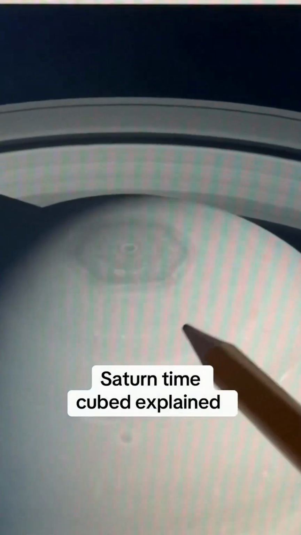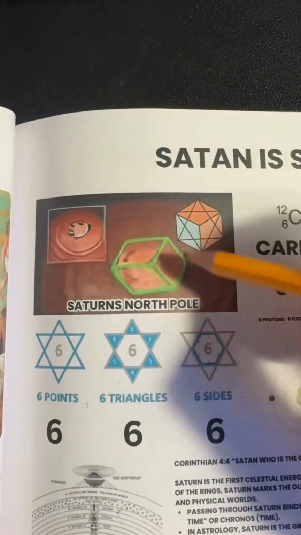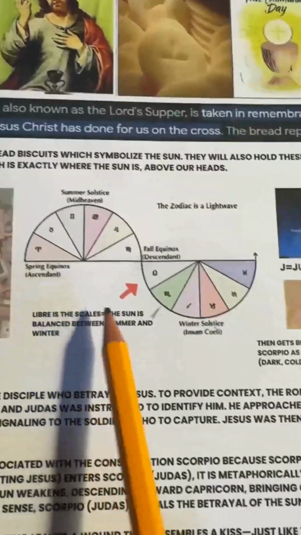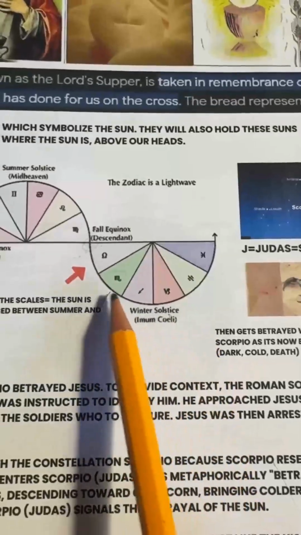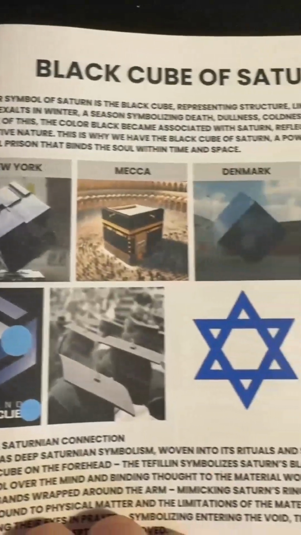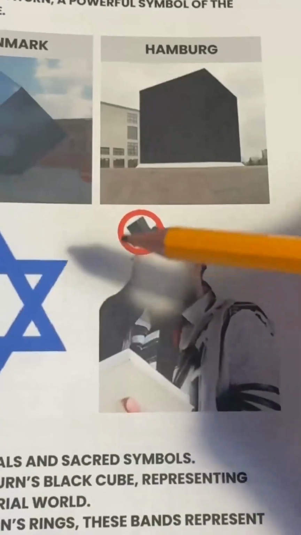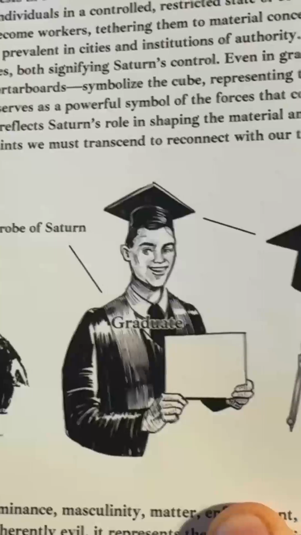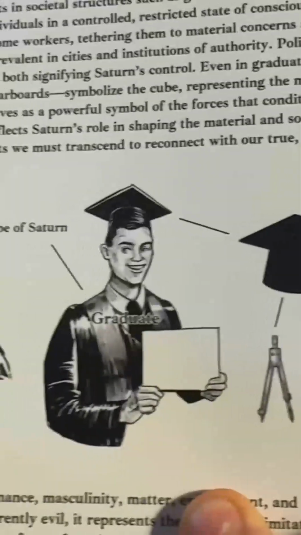The North Pole of Saturn, you have the hexagon, which is basically a cube. This is where you get the black cube of Saturn from. The color black is associated with Saturn because Saturn rules the winter time. That's why we have the black cube of Saturn, which can be found on the Jew's head or in Mecca. And when you graduate from university, you wear a black square on your head.